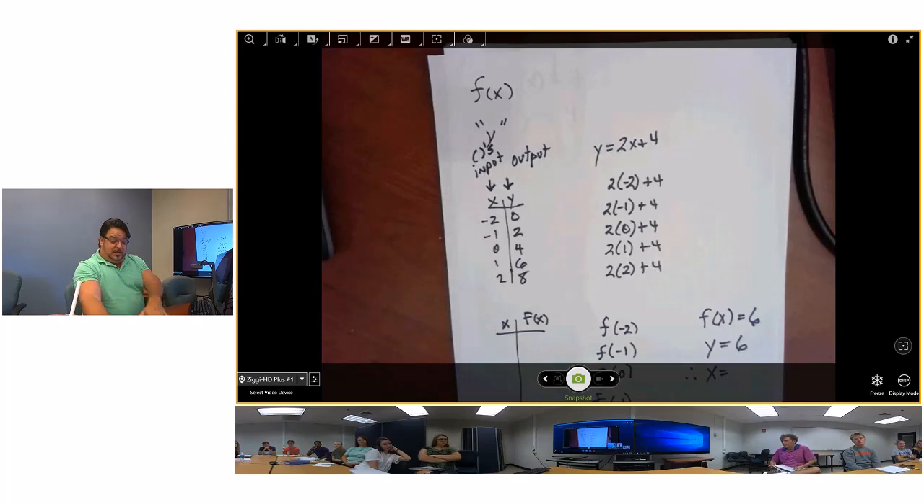All right, so what is X when Y is equal to 6? 1. Thank you. Okay? Now, change this. This is redneck. Change it to your pinky up. F of 1 is equal to what?